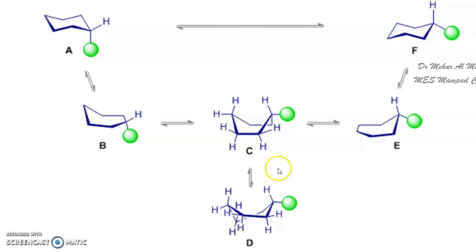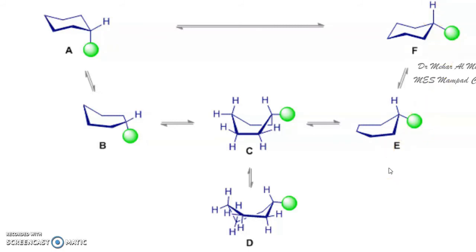Alright, now this particular concept: in our earlier video we have said that those bonds which are parallel to the C3 axis are called axial. So all those bonds get converted to equatorial. And the equatorial bonds will become parallel to the C3 axis.